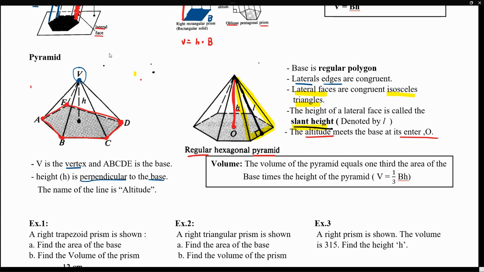So this is just the vocabulary that we're going to be using throughout our lesson. But the main point here is the volume. The volume of any pyramid is going to be equal to 1/3 of the area of the base times the height. So the volume of a pyramid is going to be 1/3 times the area of the base times the height.